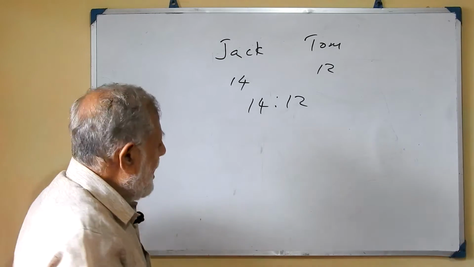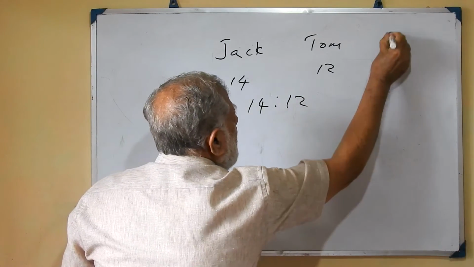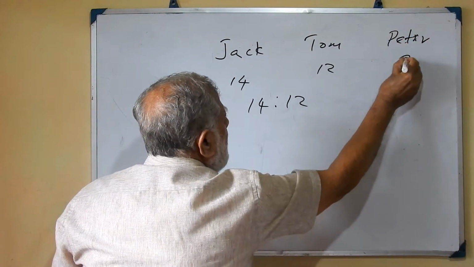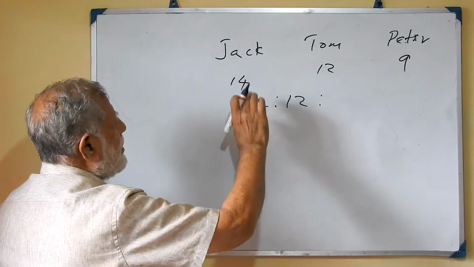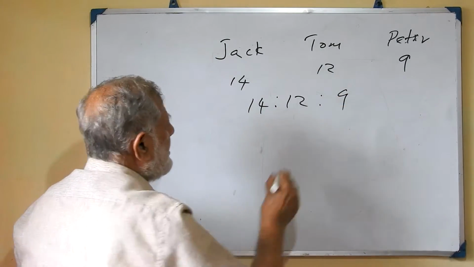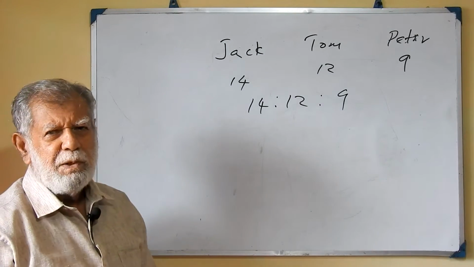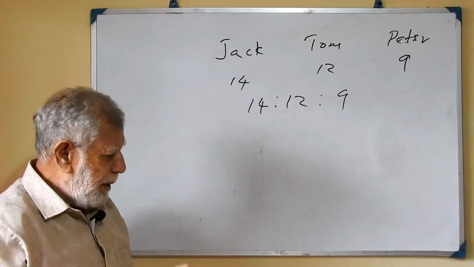So we can have another boy, Peter. Peter's age is, we'll say, 9. So then Jack's age to Tom's age to Peter's age is 14 is to 12 is to 9. So 3 numbers in a ratio we can have. And like that we can have 4, 5, any amount of numbers we can have. But it is just a case of comparing the numbers.